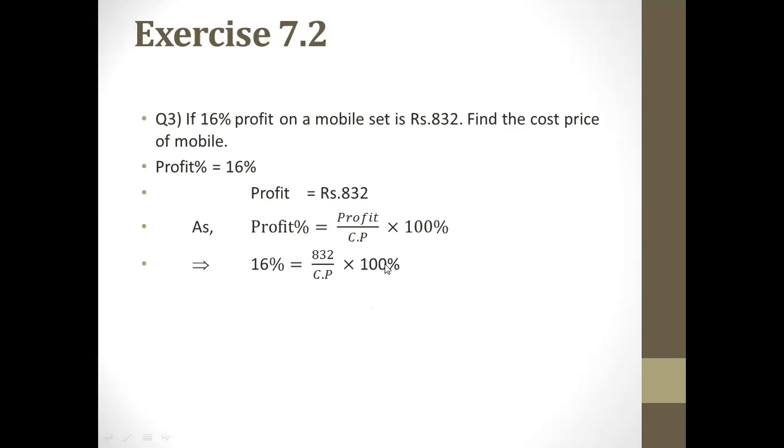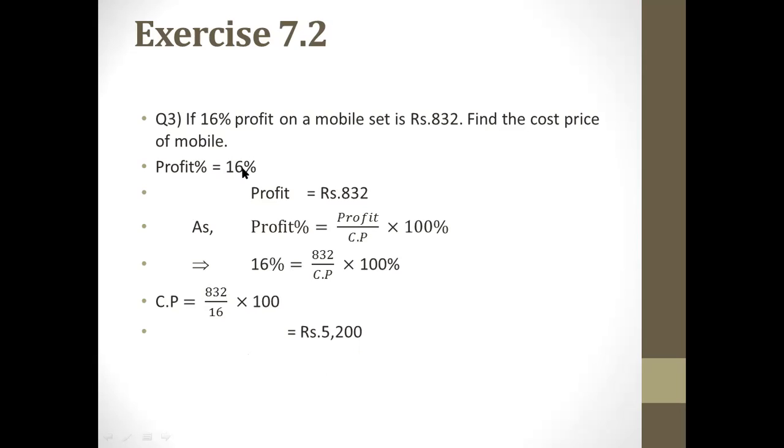Here the 100, being multiplied, shifts to the other side, so it will be divided: 16 by 100. And 832 shifts to the other side. So cost price, or you can shift these two values, the 16 which is in multiplication shifts to this side, so it divides 832. So it is 832 divided by 16 multiplied by 100, because the percent cancels from both sides. So with your calculator, 832 multiplied by 100 divided by 16, you get rupees 5200. So this is the cost price.